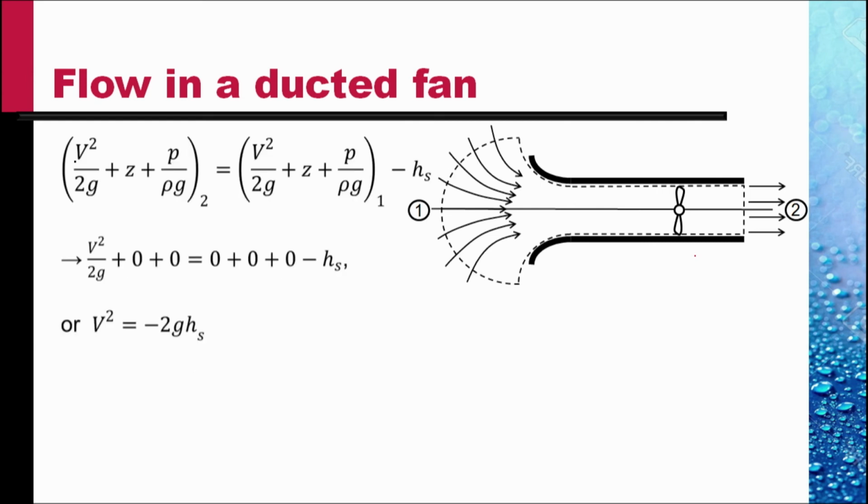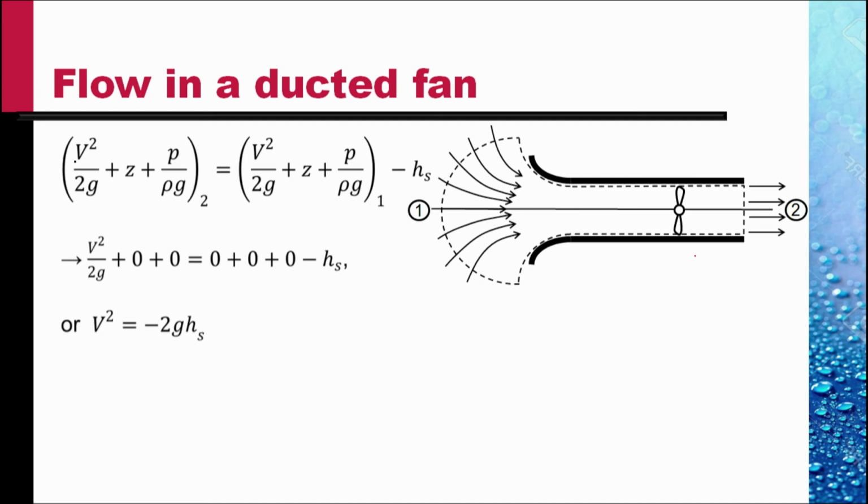And so we apply this equation. V square by 2g at the exit, z at the exit is 0, p at the exit is 0, is equal to V square by 2g at the inlet is 0, the elevation z is 0, pressure at the inlet is 0 again, minus Hs. So this gives you V square is equal to minus twice g Hs. Since the fan does work on air, Hs is negative.